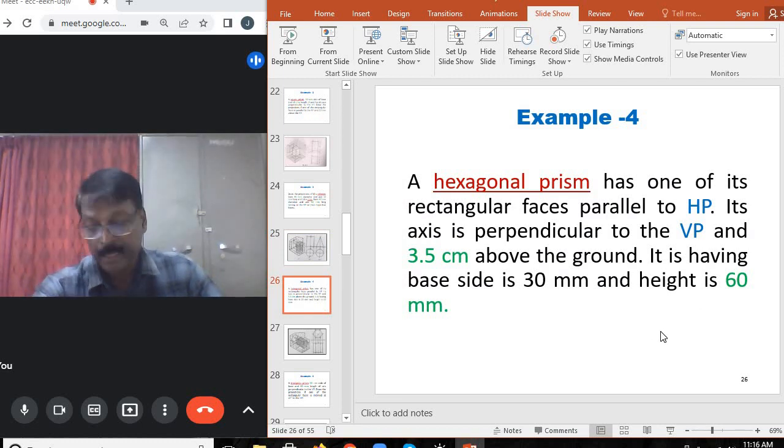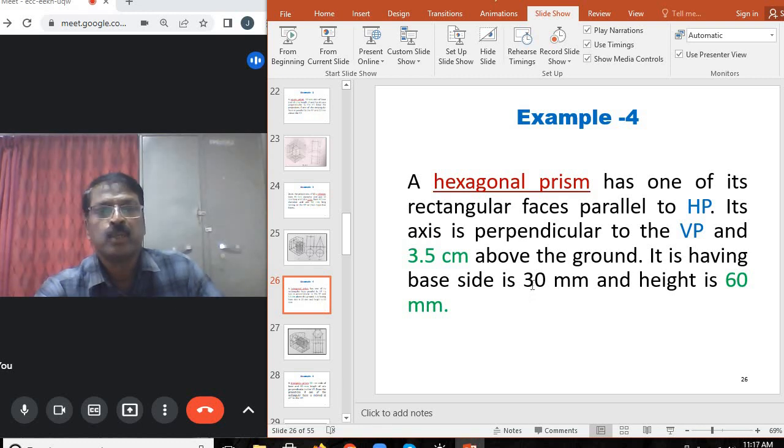Let us go for another example. A hexagonal prism has one of its rectangular faces parallel to HP. Its axis is perpendicular to VP and 3.5 cm above the ground. It has a base side of 30 mm and a height of 60 mm.